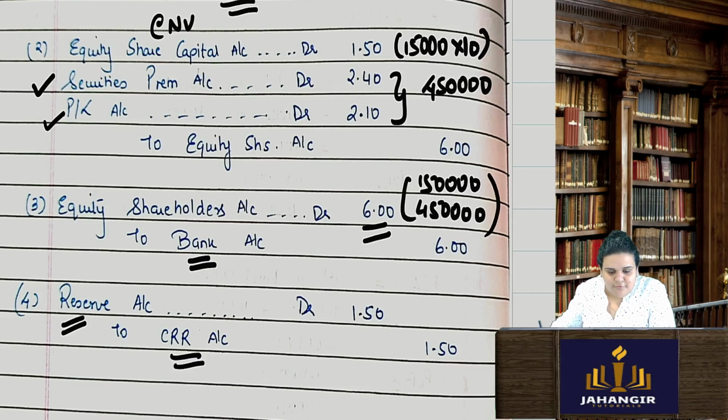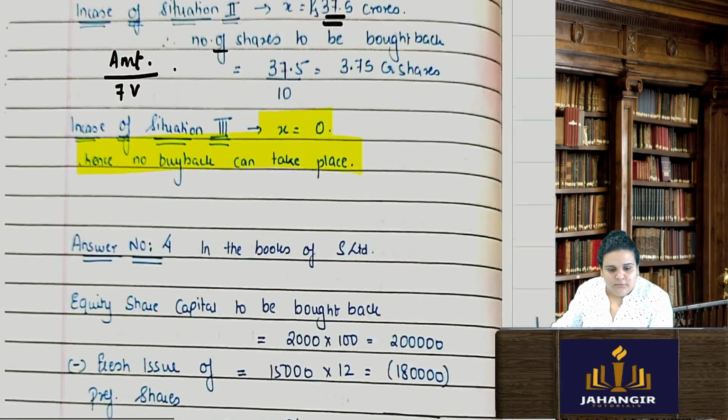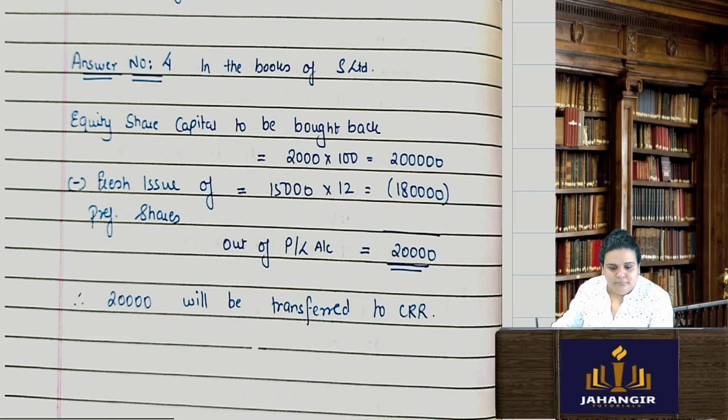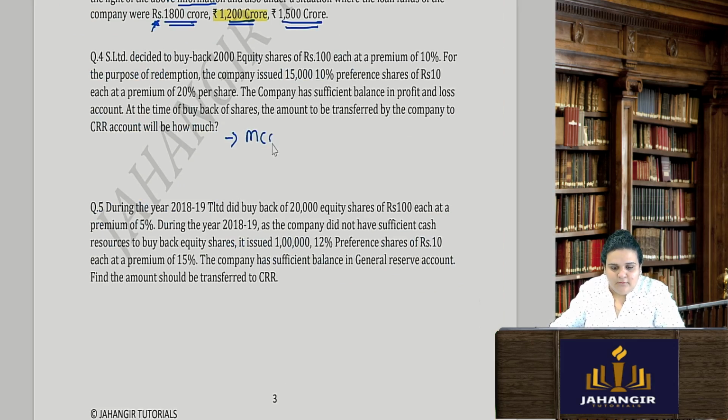Now coming to question number 4. Question number 4 is more like an MCQ type. It's not the whole sum you have to solve. Let's see how it is. S Limited decided to buy back 2000 equity shares of rupees 100 each at a premium of 10%. For this purpose of redemption, company issued 15,000 10% preference shares of rupees 10 each at a premium of 20 per share. So fresh issue is also at a premium now.